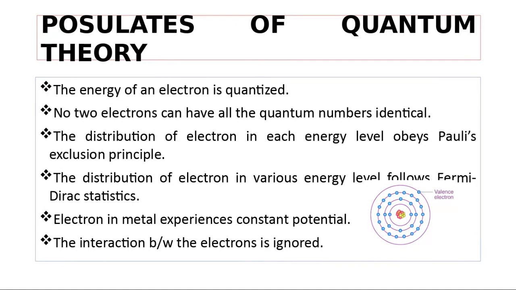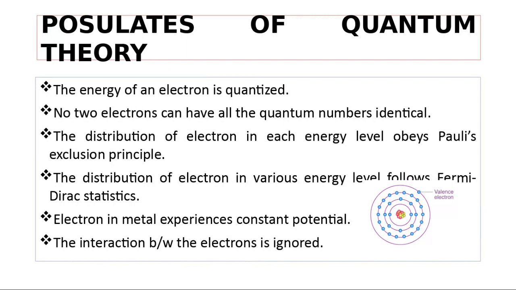Even in this theory, they are ignoring the interaction between electrons. In the classical theory they also ignored this interaction, and in quantum mechanics they are also ignoring the interaction between the electrons. And this is the quantum theory of free electrons, proposed by Sommerfeld. According to him, the energy of electrons is quantized and they obey the Pauli exclusion principle. They follow Fermi-Dirac statistics, electrons in metals experience constant potential, and the interaction between electrons is ignored. So is it clear, students?